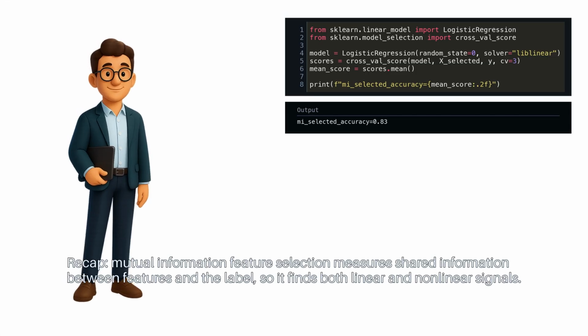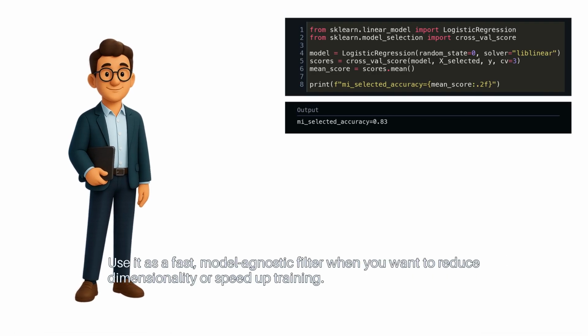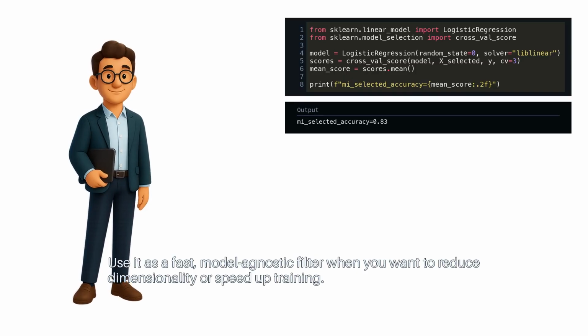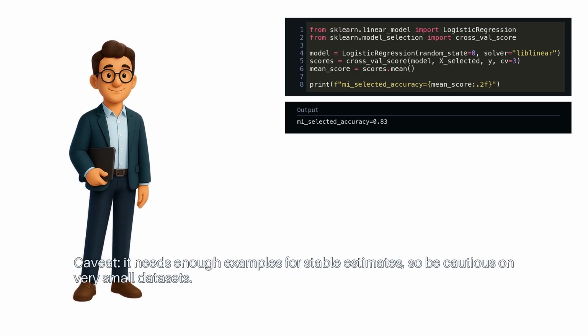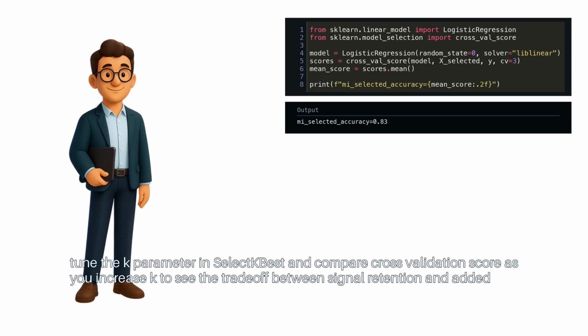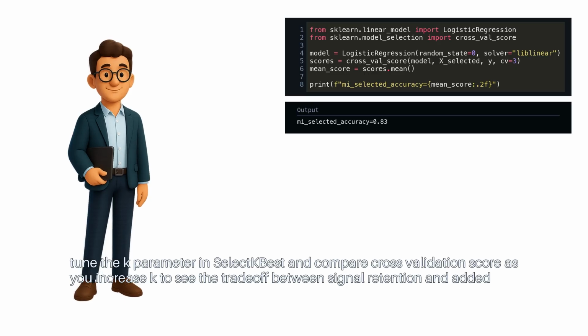Recap: mutual information feature selection measures shared information between features and the label, so it finds both linear and nonlinear signals. Use it as a fast, model-agnostic filter when you want to reduce dimensionality or speed up training. Caveat: it needs enough examples for stable estimates, so be cautious on very small datasets. Next step: tune the k parameter in SelectKBest and compare cross-validation score as you increase k to see the trade-off between signal retention and added noise.